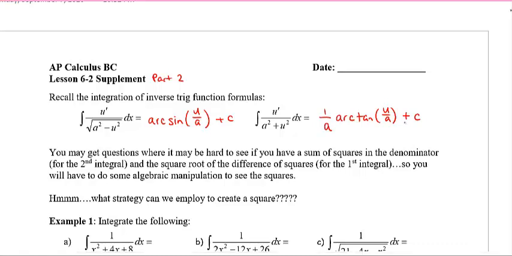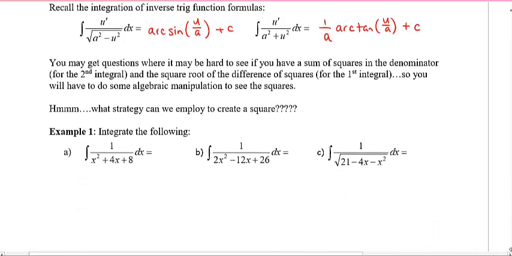But anyways, these are not formulas that I just pulled out of the hat. There's proofs for them. Okay? But for this lesson, I want us to be able to apply these formulas, because you may get questions where it may be hard to see if you have a sum of squares in the denominator, which is the arctangent one, or the square root of a difference of squares, which is the arcsine one. By the way, we don't use arc cosine because it's just really the negative of arcsine, so we don't have to worry about that one.